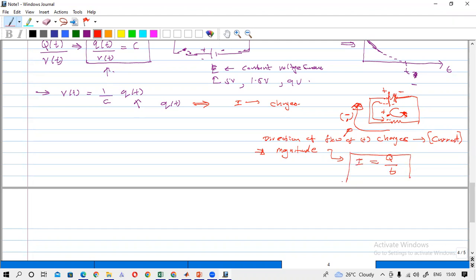This is the basic definition of the current: the number of flowing Coulombs per unit time. In other words, it is the rate of flowing, or moving, of the charges. Can you remember this definition?